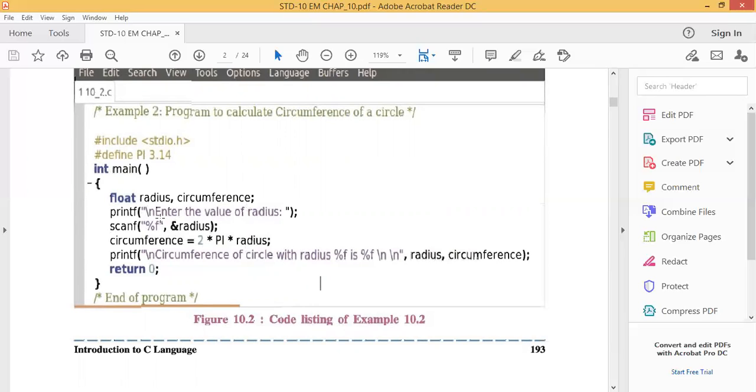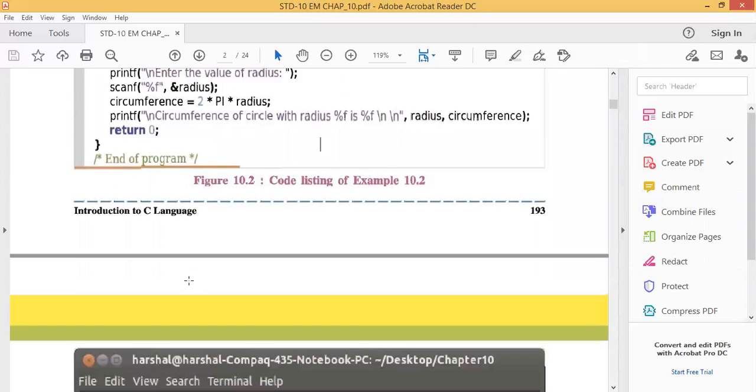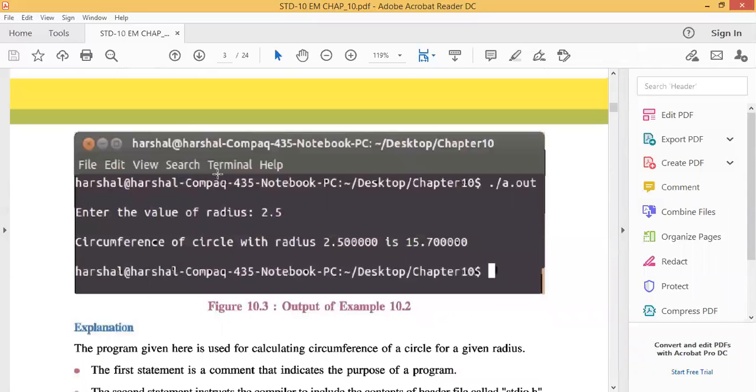%f is for floating point. It is a data type. We defined it already: float radius and circumference. We don't know whether the value the user enters will be a whole number or an integer. So circumference equals 2 into pi into radius. printf("Circumference of the circle is %f\n", radius, circumference). return 0. It will give you the output in this way.